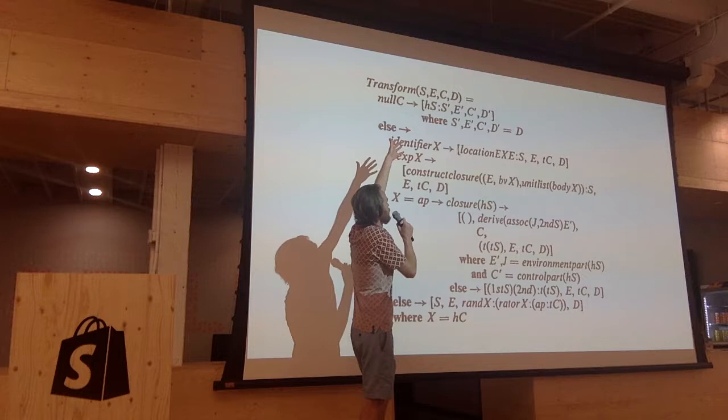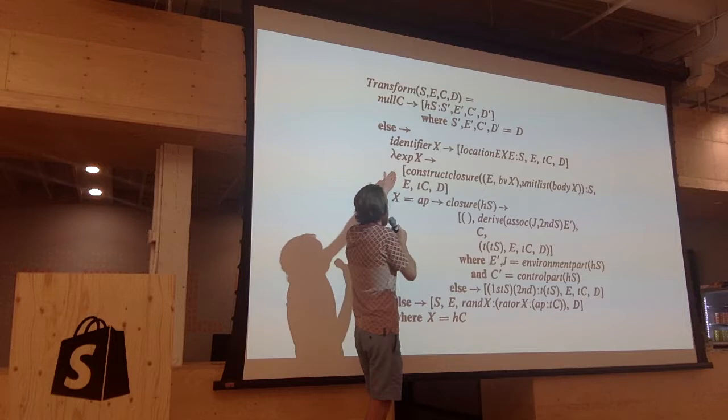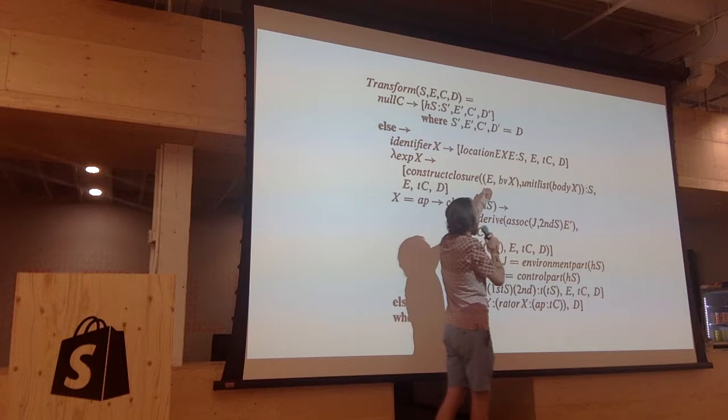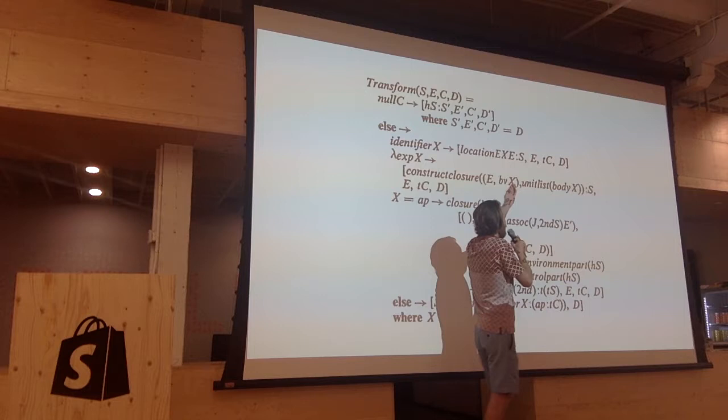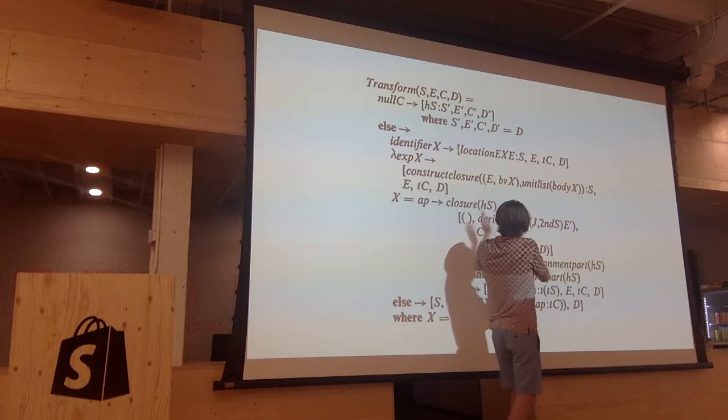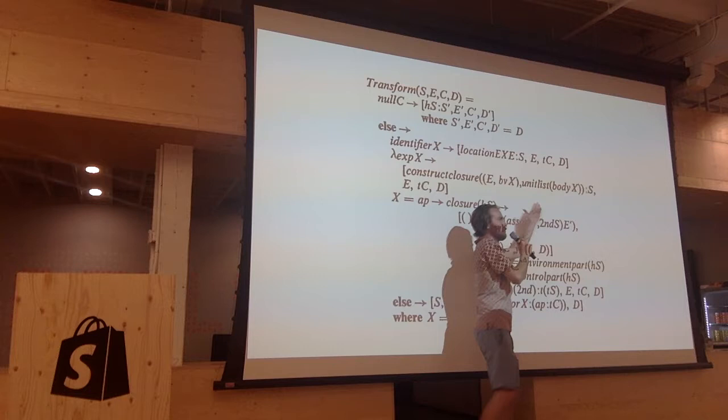If it's a lambda expression, we make a closure out of it, saving the current environment and the bound variables of the lambda expression, and then also extracting the body of the lambda expression, and put that closure on the stack. So closure is another kind of value that corresponds to the expression of a lambda expression.